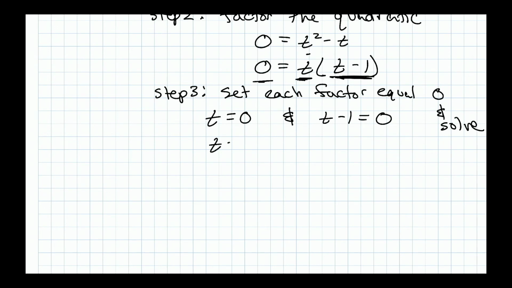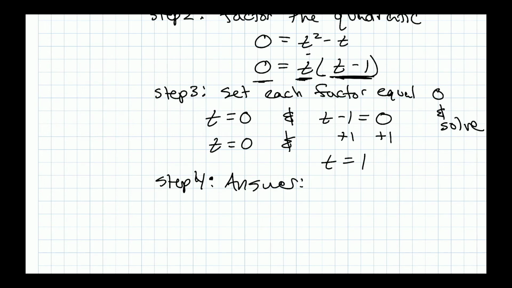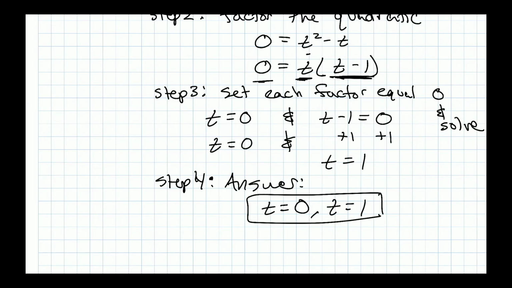So on t equals 0, there's nothing to do. On this one, you would just want to add 1 to both sides and get t equals 1. And that's it. So your last step would just be to answer. What's the answer? T equals 0, t equals 1. Okay, and if I did that right, then that would be the answer. So why are you doing this in this homework? I don't know. It's just what they decided that you're going to do.